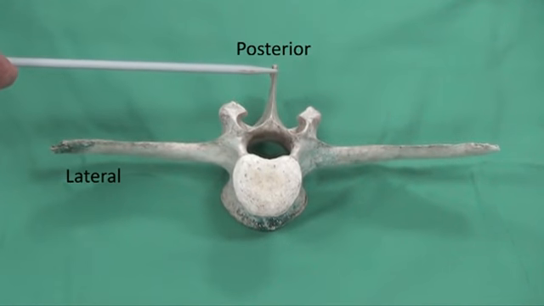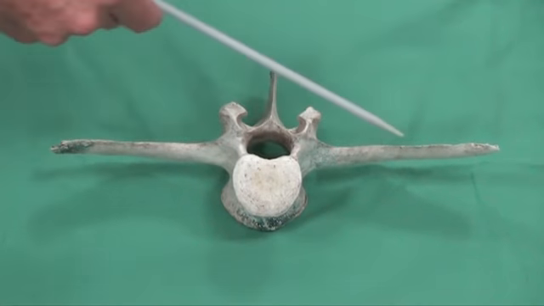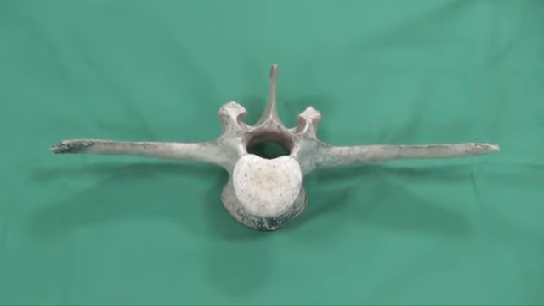spinous process of the vertebra as being posterior. On the lateral aspects we have the 2 transverse processes. This is starting now to introduce you to the idea that the features of a vertebra will all have names, and we'll tell you more about that on the next video segment.